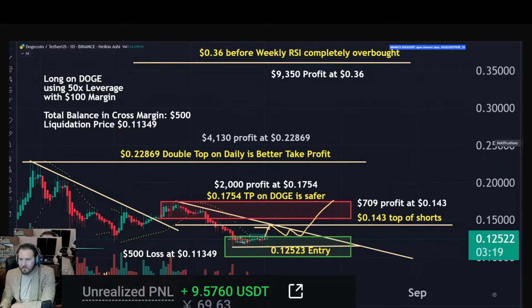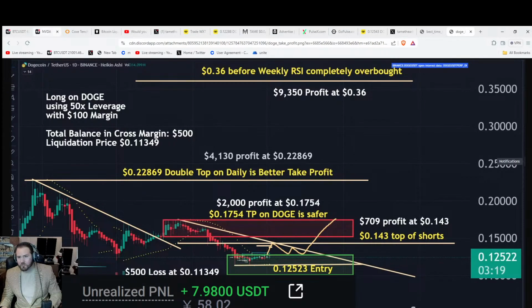If Doge goes up to 36 cents, and that weekly RSI gets completely overbought, my profit from this trade will be about $9,350. But if I take profit on this double top at 22.869 cents, my profit will be about $4,130. $2,000 profit at 17.54 cents. This will be at the top of this falling wedge breakout. And if I wait until 14.3 cents, the top of these shorts, a closer target, I would earn $709. If we go to 11.349, I lose $500 on this trade.